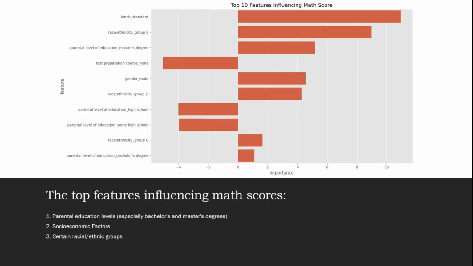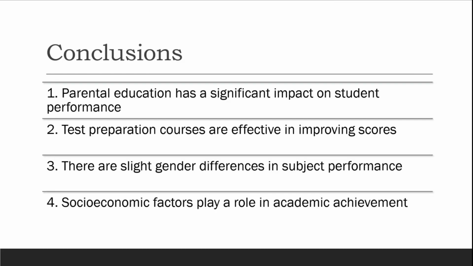The top features influencing math scores were: 1. Parental education level, especially bachelor's and master's degrees. 2. Socioeconomic factors. 3. Certain racial ethnic groups. Now I will hand it over to Ihsan to discuss our conclusion and recommendations.